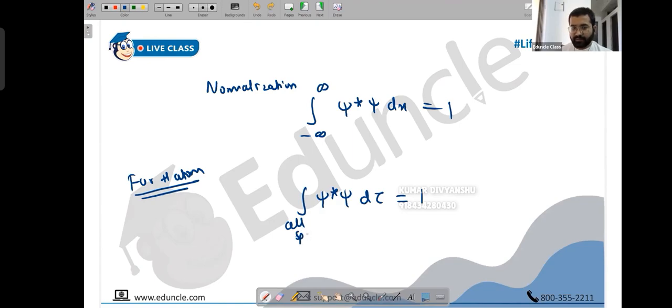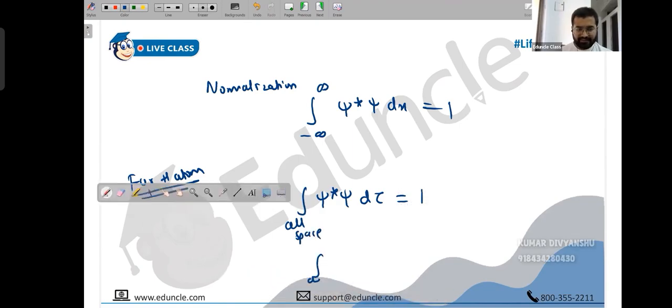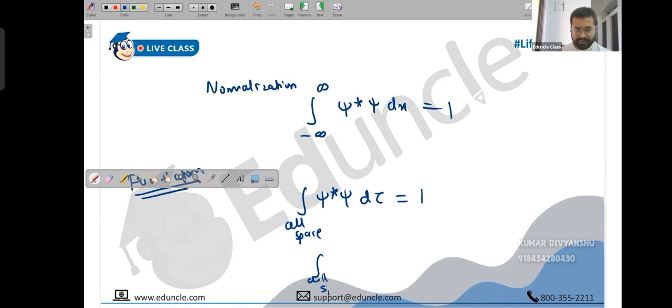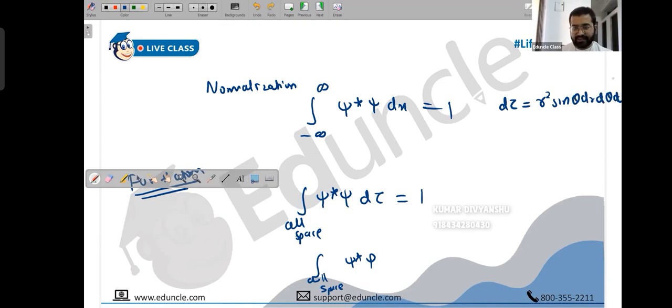Now, what is the volume element for a sphere? We have done this in center of mass. r square sin theta dr d theta d phi. You may have it by heart; d tau is actually r square sin theta dr d theta d phi. It's not just r dr d theta. Yes, sir. Okay, r square sin theta dr d theta d phi.